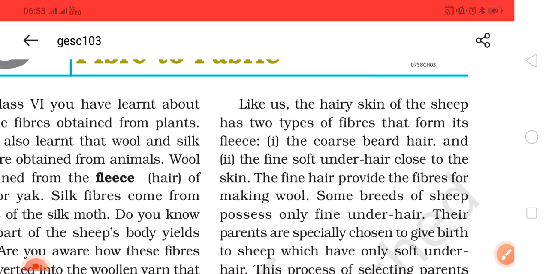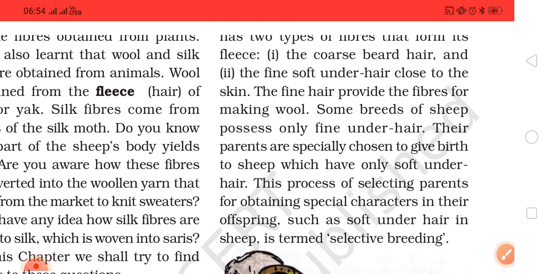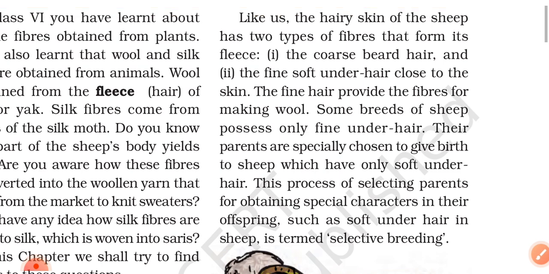Like us, the hairy skin of the sheep has two types of fiber that form its fleece. First, the coarse beard hair, and second, the fine soft under hair close to the skin. The fine hair provides the fibers for making wool.